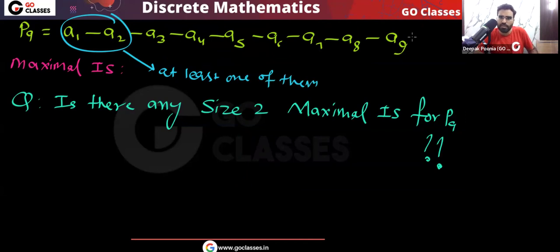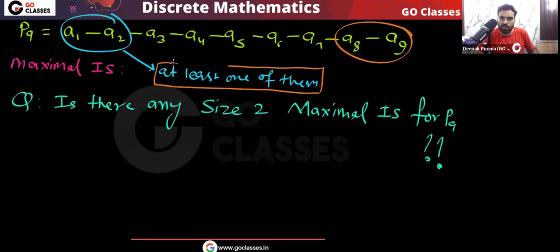Similarly, you can see A8, A9. Here also, at least one of them I need to take. The same logic. So if I take at least one of A1, A2, and at least one of A8, A9, then already I have a size 2 independent set.